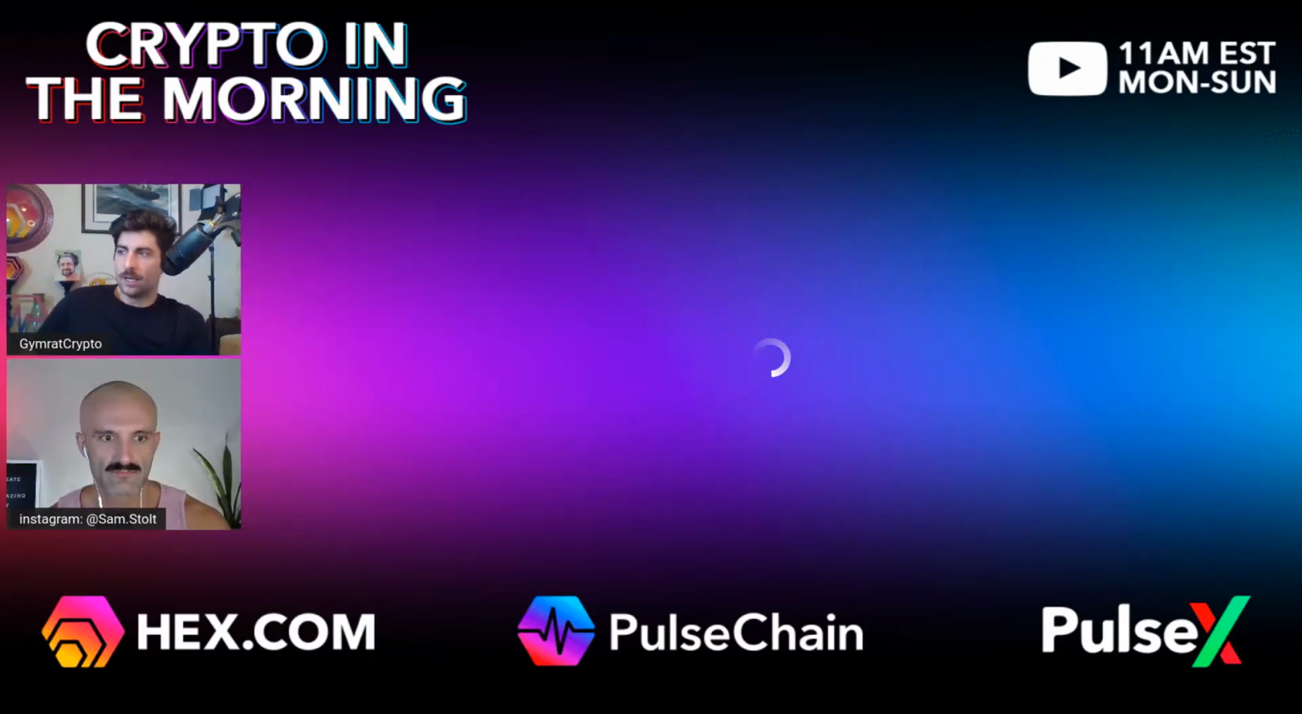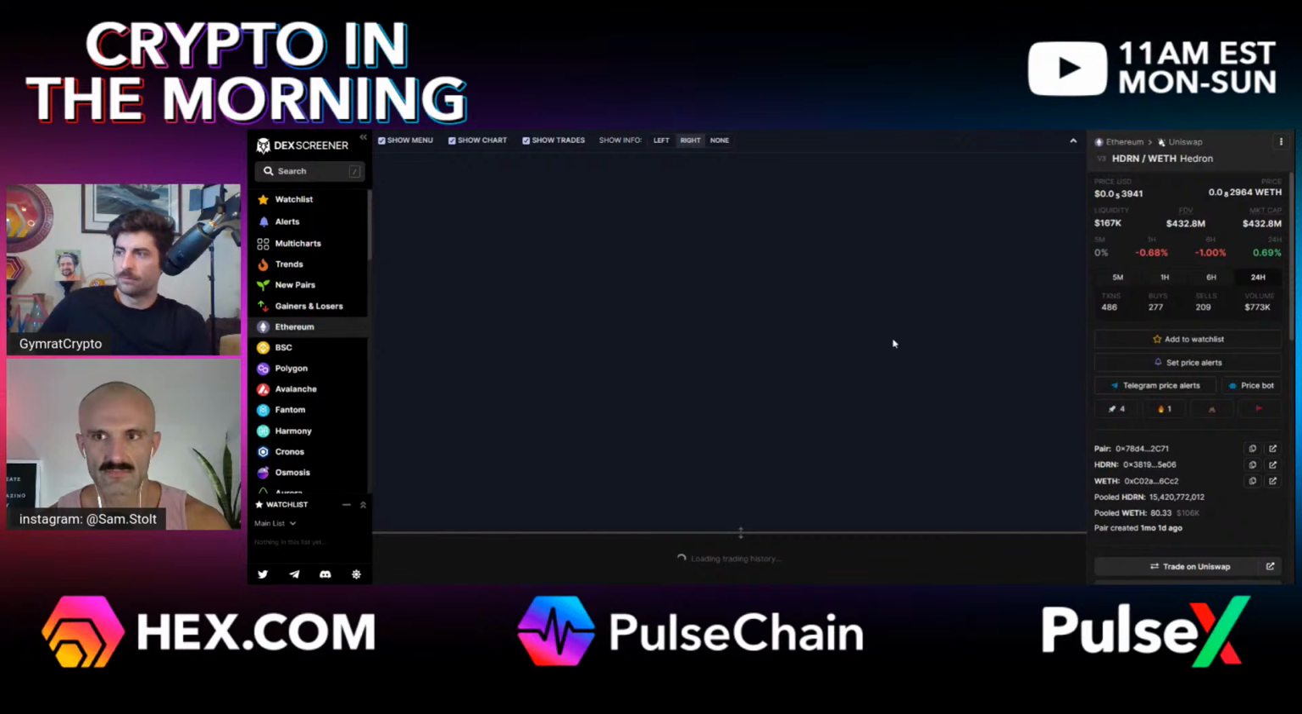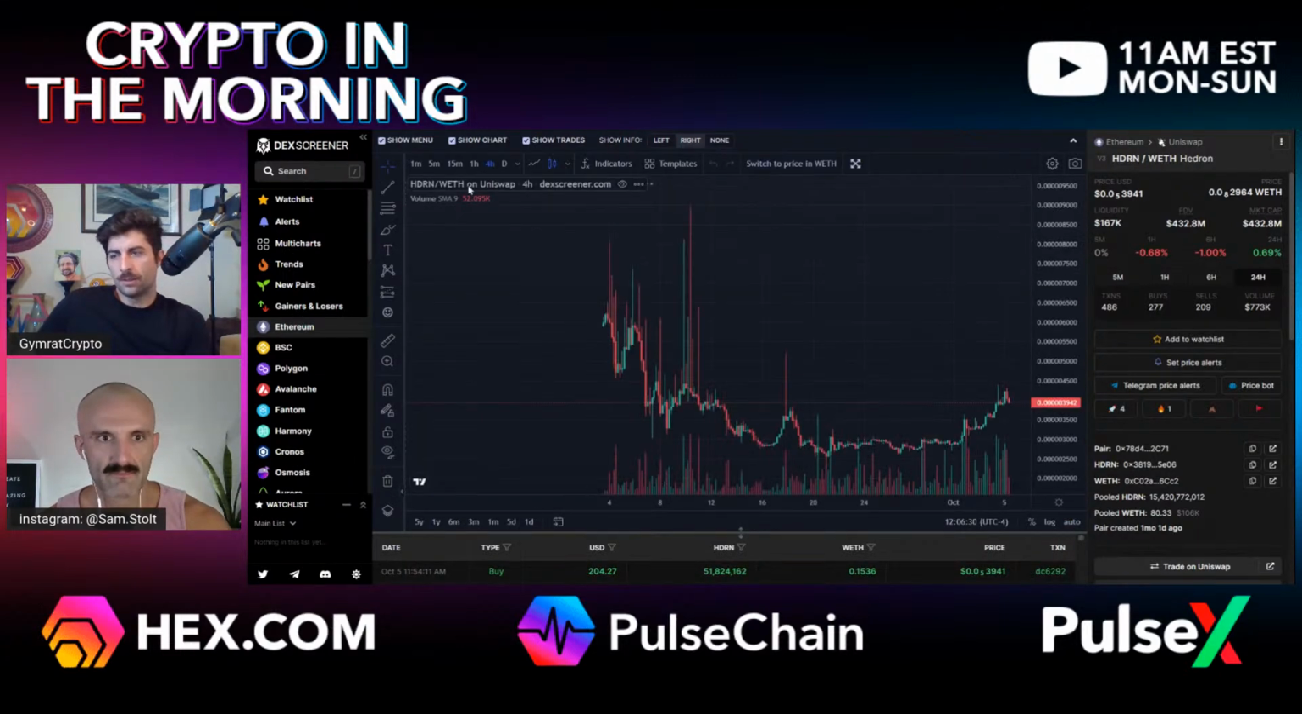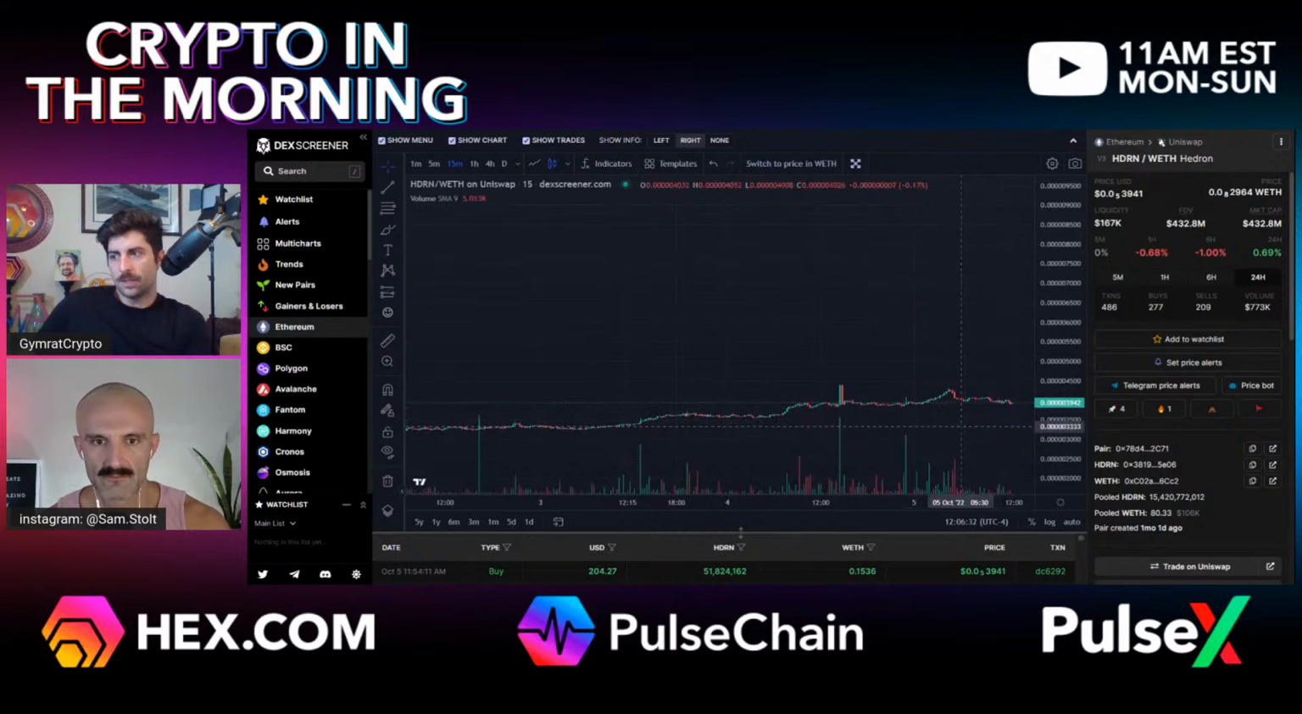I'm going to pull up the Hedron price chart. Yeah, I actually have it up here if you want me to pull it up. Yeah, pull up the Hedron price chart. And wow. So this is, again, Hedron on mainnet. Do the 15-minute candles, and then zoom out just a hair.